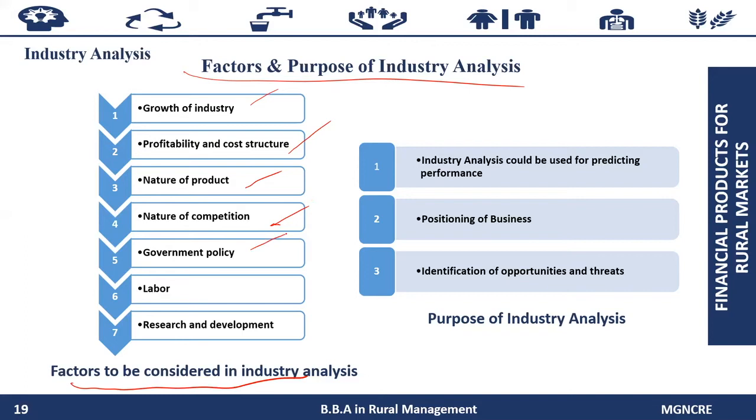Then government policy. Government policy related to the industry affects the industry, and this effect differs amongst the industries. Then labor. The labor available in a particular industry plays an important role. The trade unions operating in the particular industry, and the operating mode of these unions, impact the productivity of labor and also the modernization of the industry.